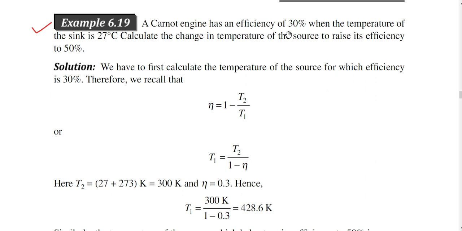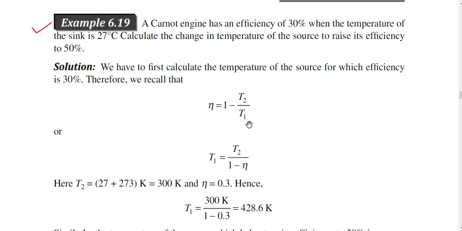A Carnot engine has an efficiency of 30% when the temperature of the sink is 27 degrees centigrade. So the efficiency is given and the temperature of the sink is given. Calculate the change in temperature of the source to raise its efficiency to 50%. Suppose you want to increase the efficiency of the Carnot engine from 30% to 50%, what should be the temperature of the source? This is a very easy problem. You know the formula of eta, that is 1 minus T2 by T1, and in the first case the value of eta is 30%, means 0.3.